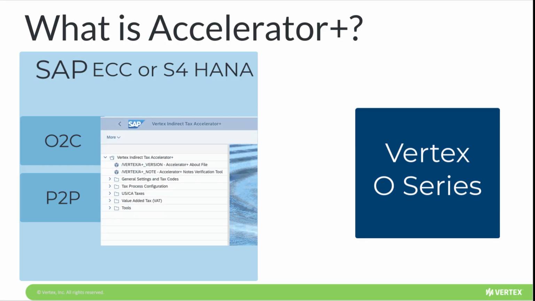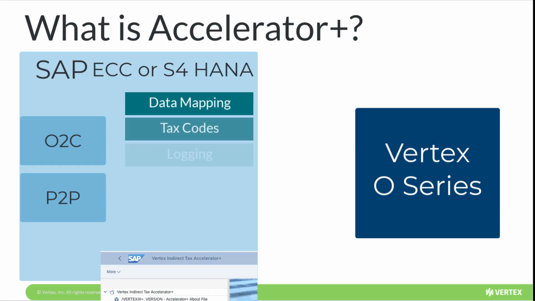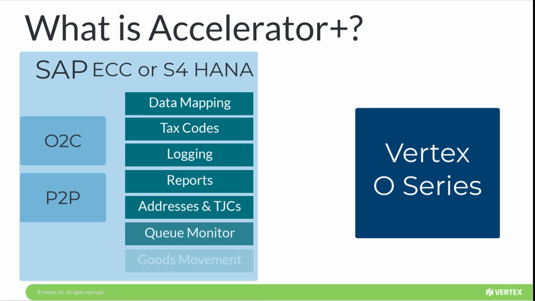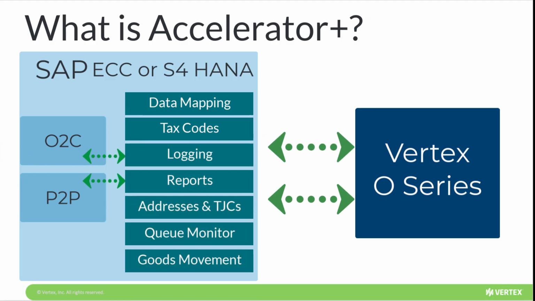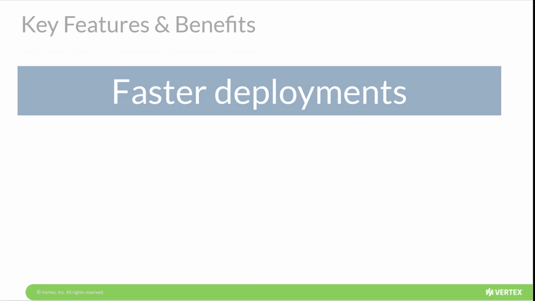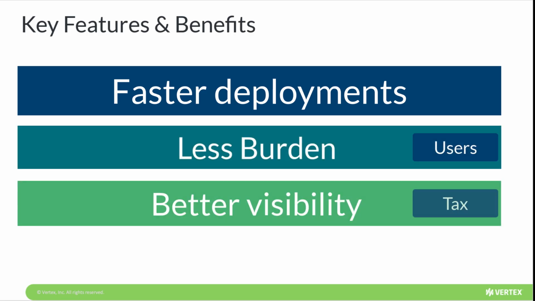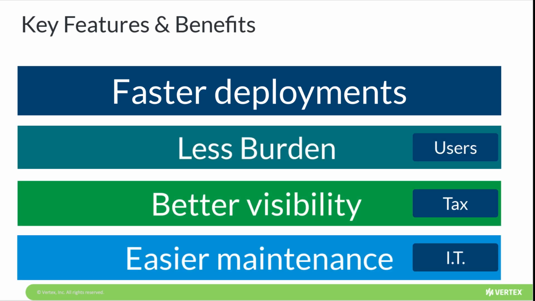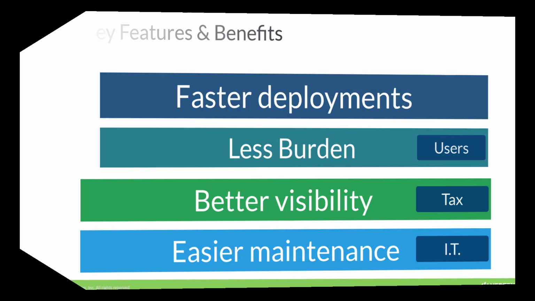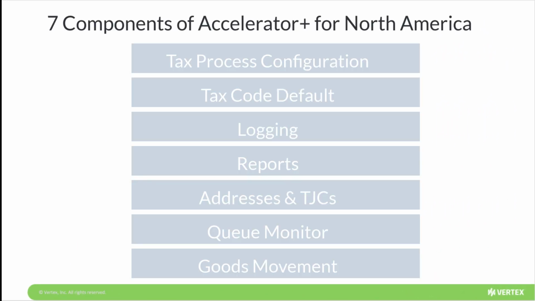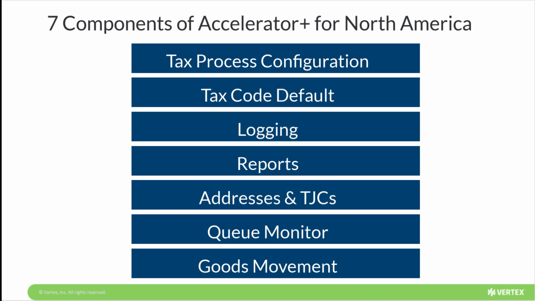For North America, there are 7 major components of Accelerator Plus to help you get the most out of your SAP integration with Vertex. We've developed and maintained these programs so you don't have to. You can get the benefit of faster deployment times, less burden on end users, better visibility for tax teams, and easier ongoing maintenance for IT. Let's take a look at each of the 7 components of Accelerator Plus for North America.